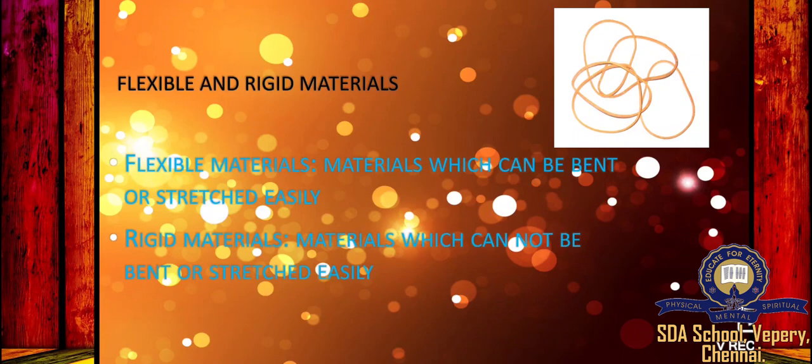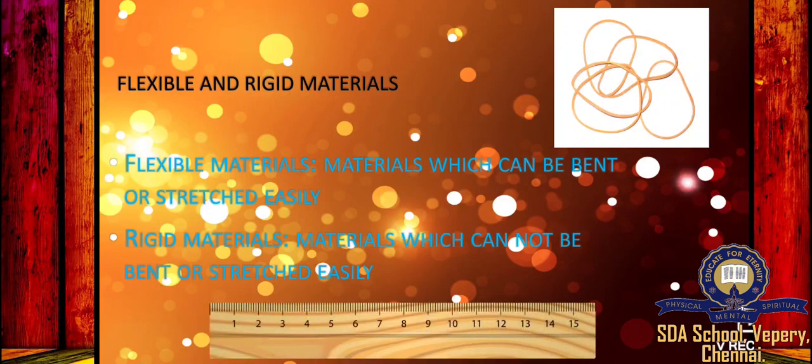And the second one is rigid materials. So the materials which cannot be bent or stretched easily are known as what? Rigid materials. So the example of a rigid material is wooden scale. So can we bend or can we stretch the wooden scale? No. So this material are known as rigid material.